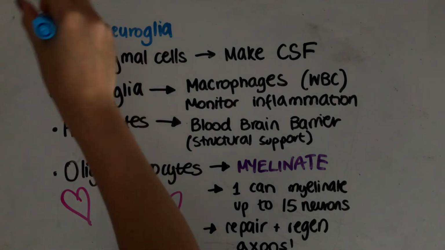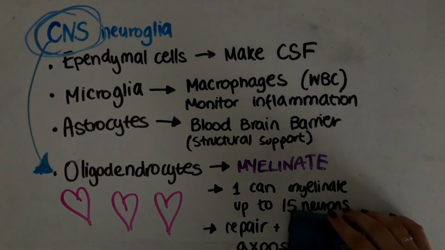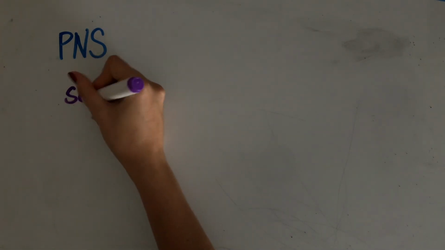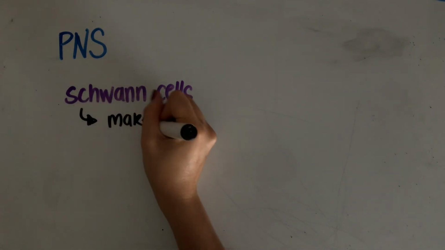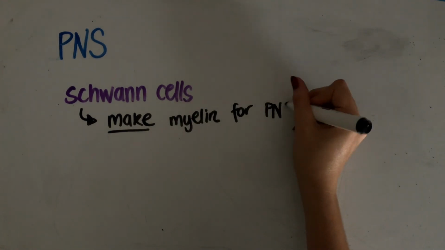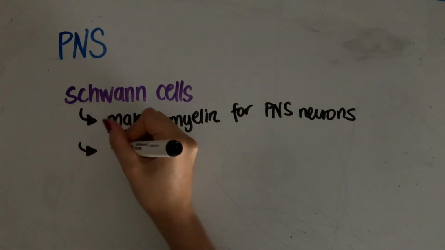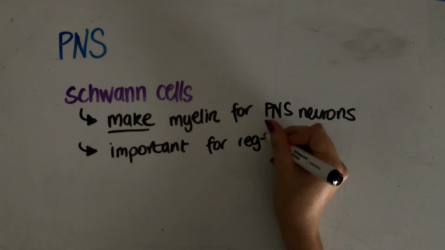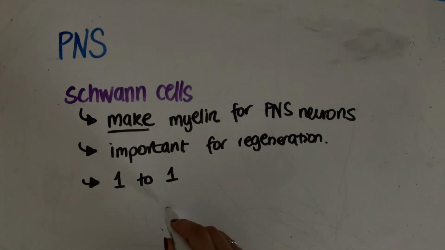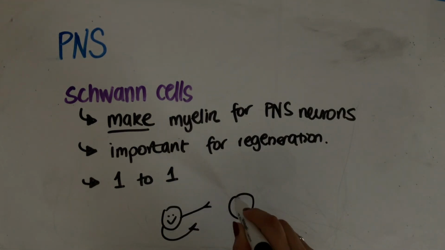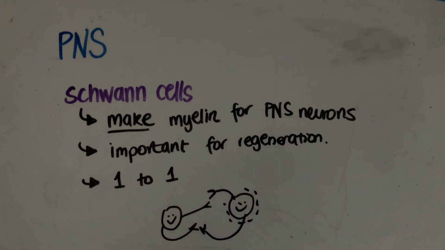So we love oligodendrocytes, but it's really important to remember that they're only in the central nervous system, because the peripheral nervous system have their own myelinating cells, which are the Schwann cells, which are also one of my favorites just because the name is awesome to say. Schwann. So your Schwann cells also make myelin, and they are really important for the regeneration of peripheral nerve fibers. And so one Schwann cell surrounds one neuron. So I think of it as friends, 1 to 1.